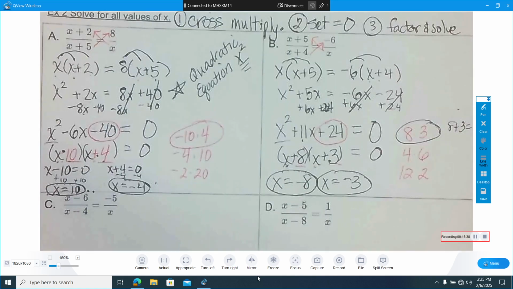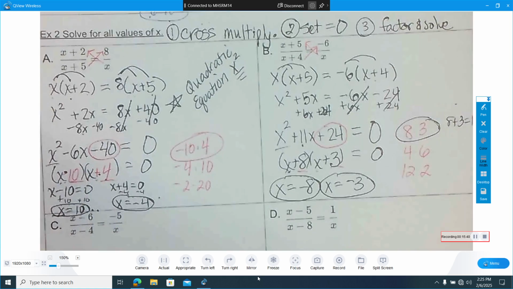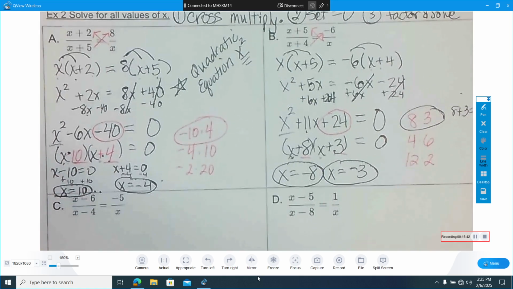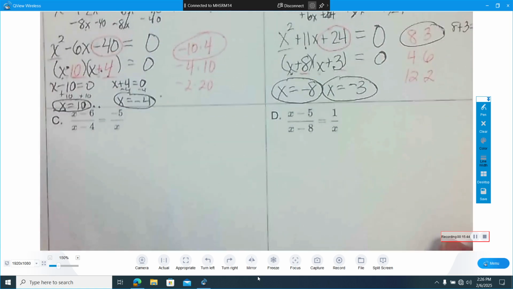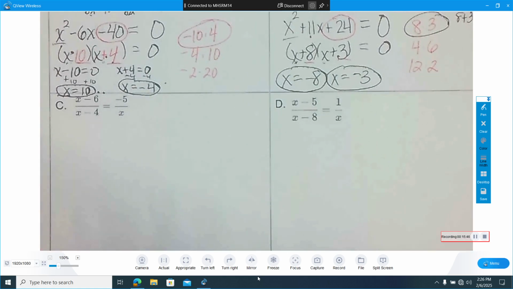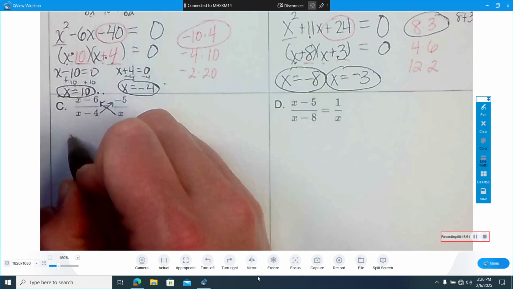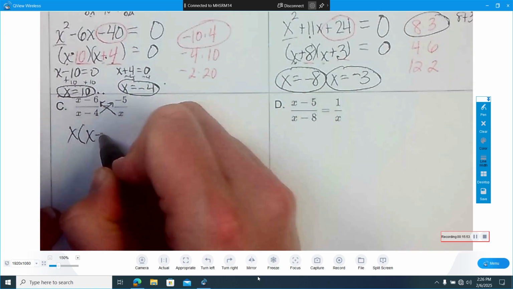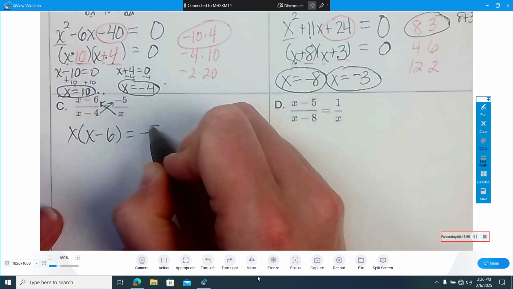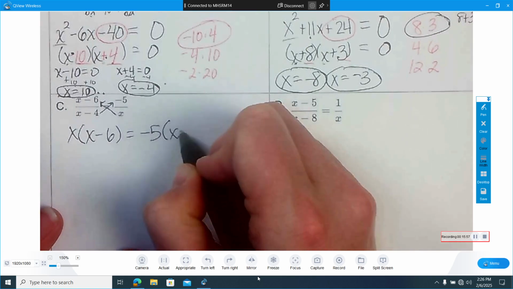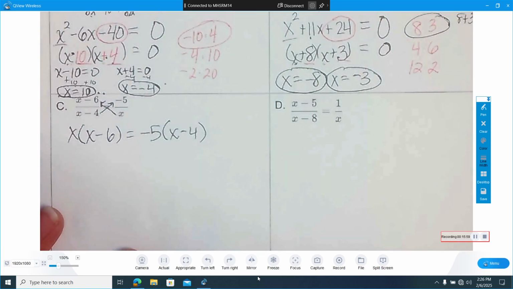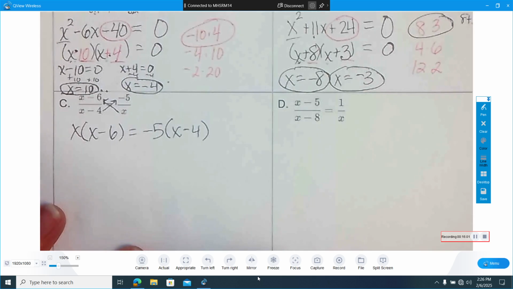It seems long, but it actually goes really quick once you're on your own. We're going to do one more, and then we'll be done. Cross multiply here. We have x times the quantity x minus 6 equals negative 5 times the quantity x minus 4. Then we need to do what? Distribute.